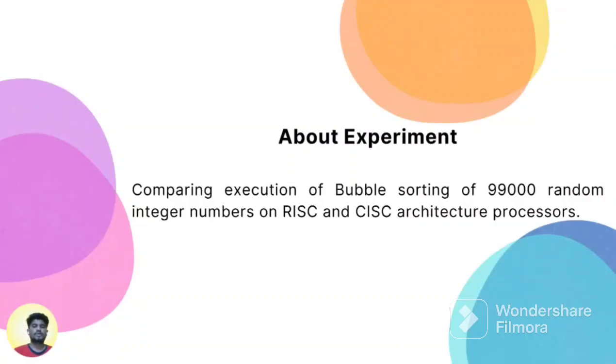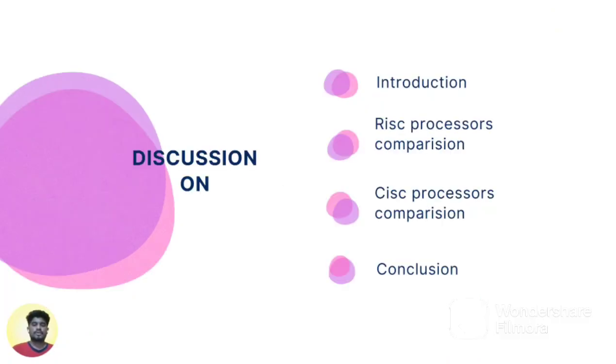Hello everybody. In this video, I'm going to speak about the experiment which we have conducted, that is comparing execution of bubble sort of 99 random integer numbers on RISC and CISC architecture processors. So in this, I'm going to discuss the introduction and RISC processor comparison, and one of my friends, Srinivas, will be explaining about CISC processor comparison and conclusion.